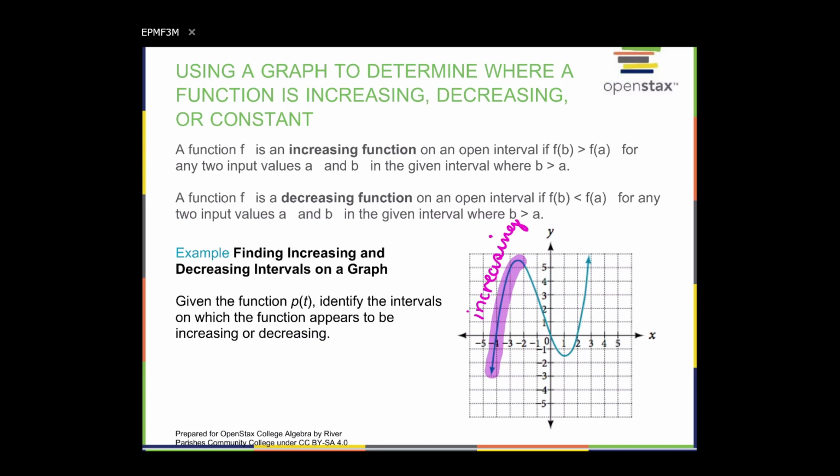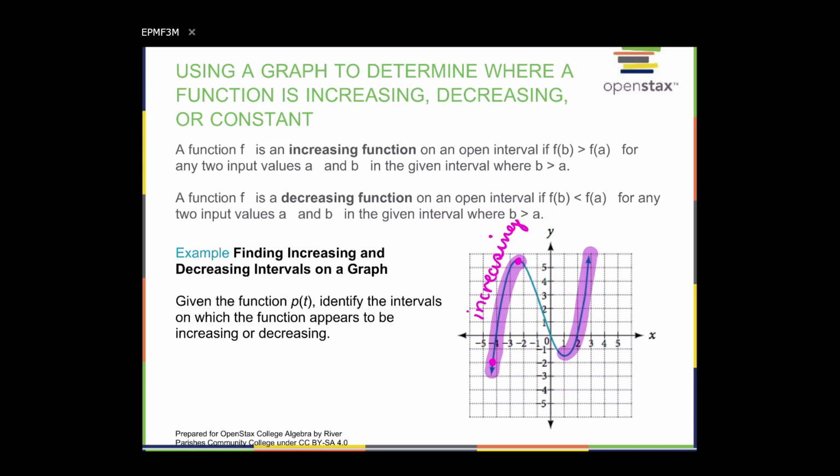Now, in this case, let's say here's A, here's B, or the X in that case, F of A and F of B. And F of B is going to be greater than F of A because it's higher. So it does fulfill that definition. Let's see, where else is the graph going up? The graph is also going up from here to there. So it's going up from left to right in those two places.